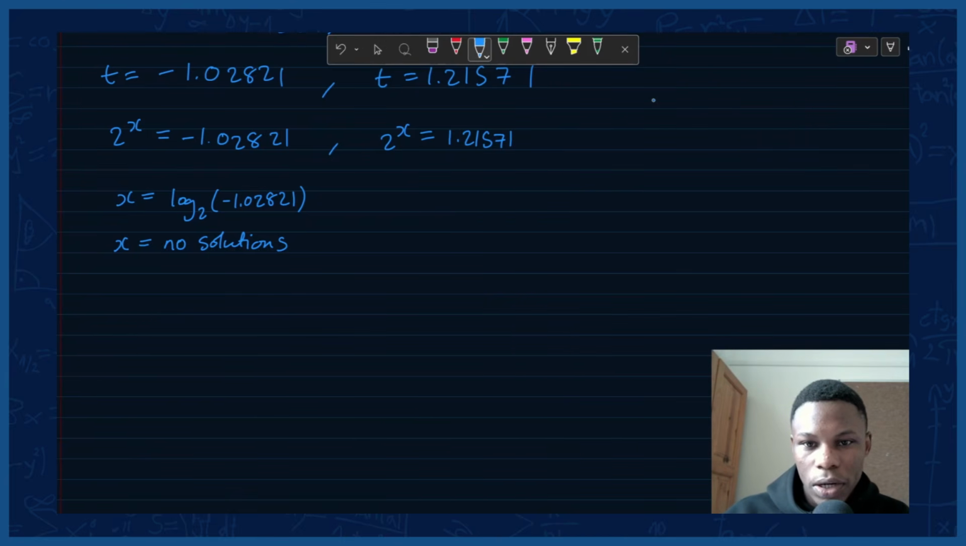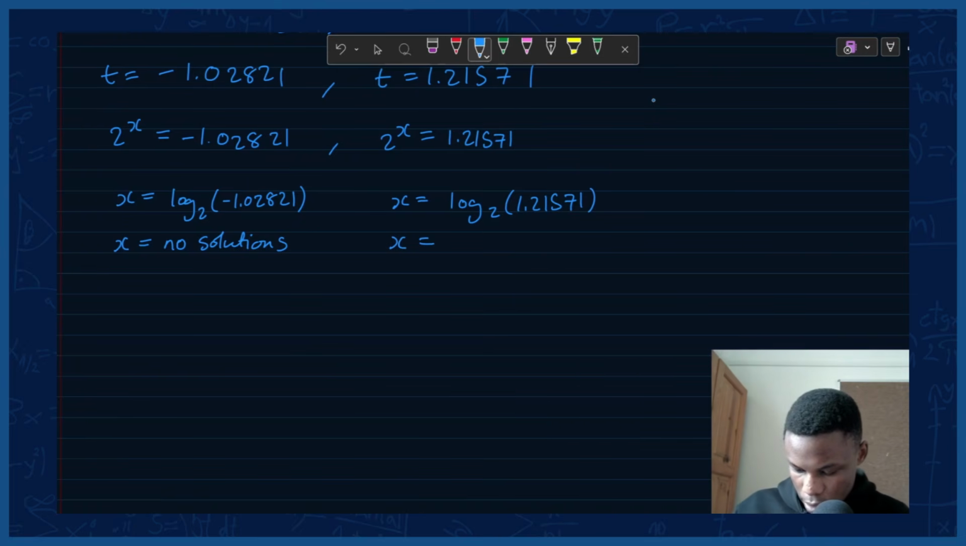So apply log to the base 2 on both sides. You get x is equal to log to the base 2 of 1.21571. X is equal to, punch this into the calculator. So this is log to the base 2 of 1.21571, which gives us x is 0.282, correct to 3 significant figures. And that's our final answer.